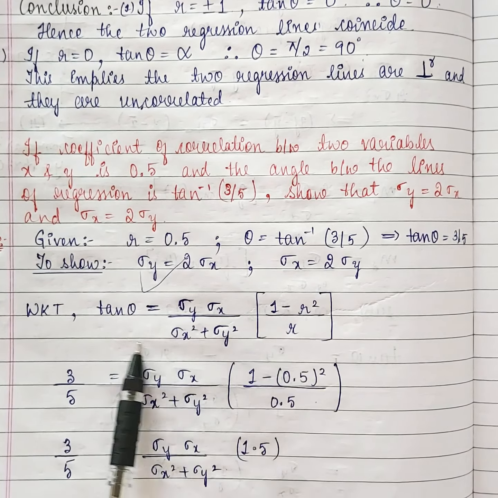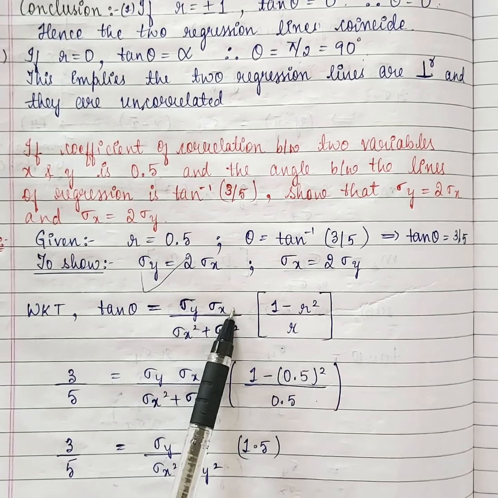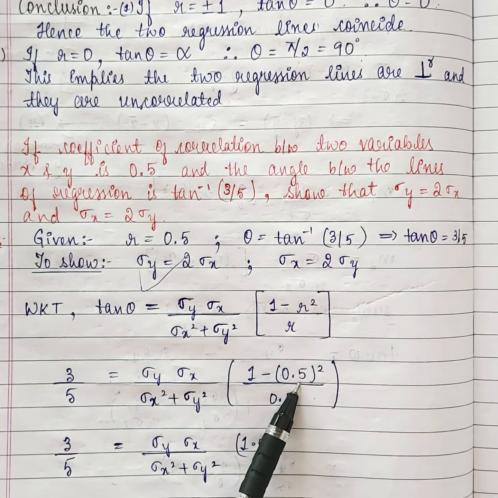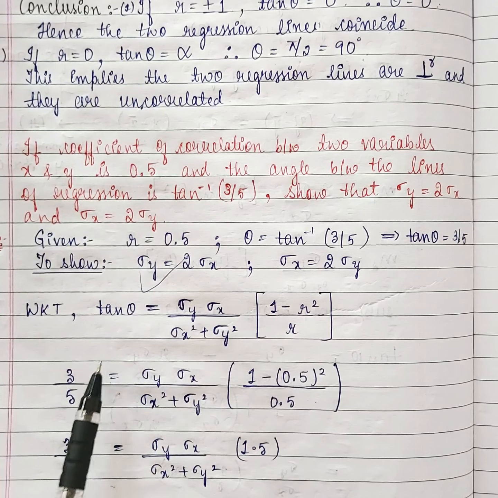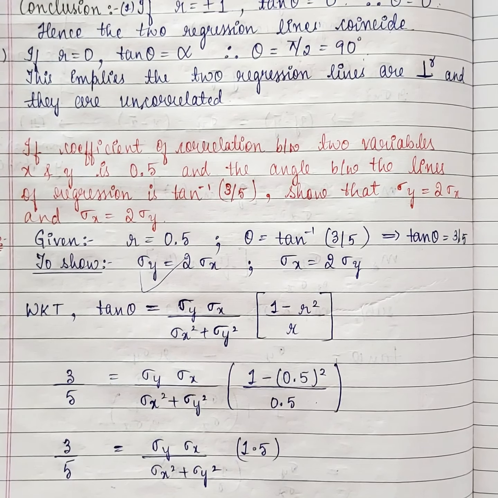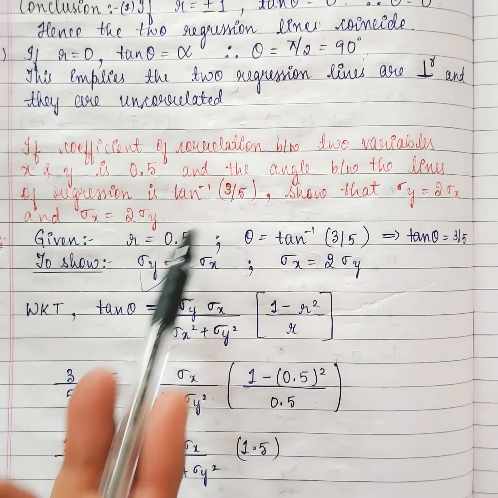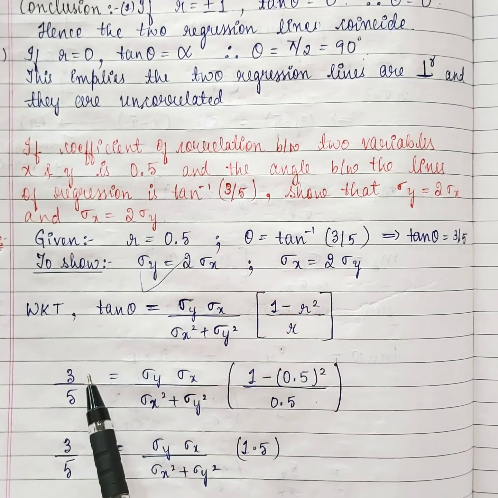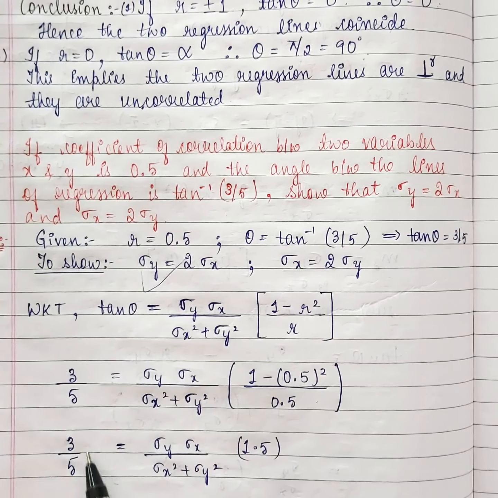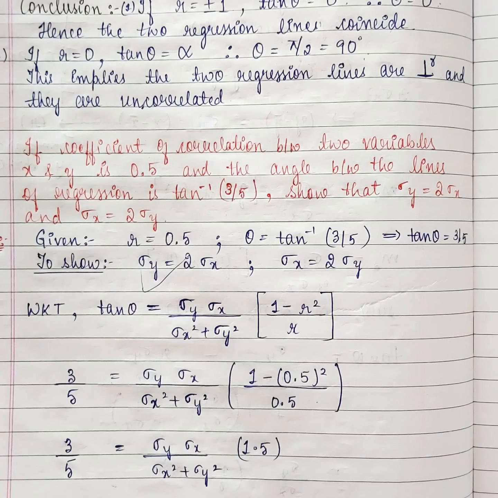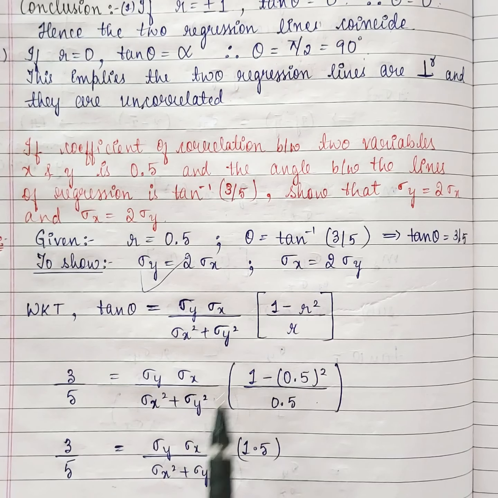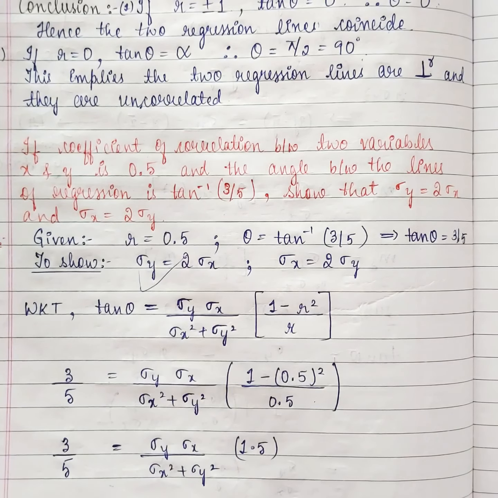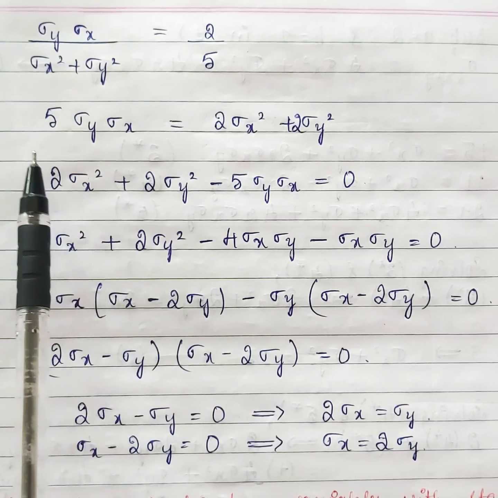Directly you can memorize this and use this. Tan theta is sigma y into sigma x by (sigma x square plus sigma y square) into (1 minus r square) by r. We know r is 0.5, and here we want theta. If theta is tan inverse of 3 by 5, tan theta is nothing but 3 by 5. So we have written that on this side. So now we are going to use a clue. We have to simplify this and we have to prove that sigma y is equal to 2 into sigma x and sigma x is equal to 2 into sigma y. Here we are going to do the simplification.